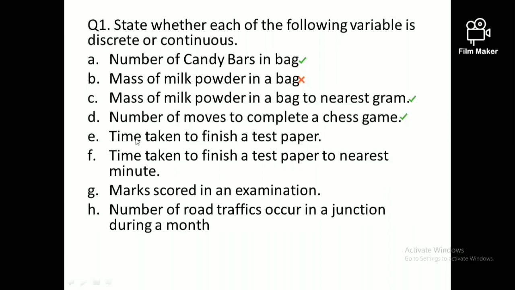Those are discrete values. Time taken to finish a past paper. The time taken may vary. It may be 1 hour, or sometimes 1 hour and 1 minute. Sometimes it will be 1 hour and 1 second. Therefore, this is not discrete data. This is continuous information. Then in this case, the time taken to finish a past paper to the nearest minute, what can you say? Now it turns into a nearest minute, which would be 1 minute, 2 minutes, 3 minutes, 30 minutes, 35 minutes, like that. It's a discrete figure.